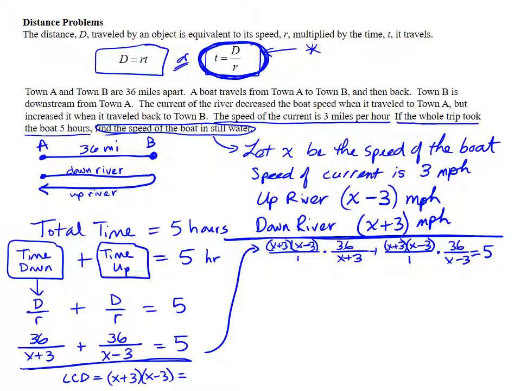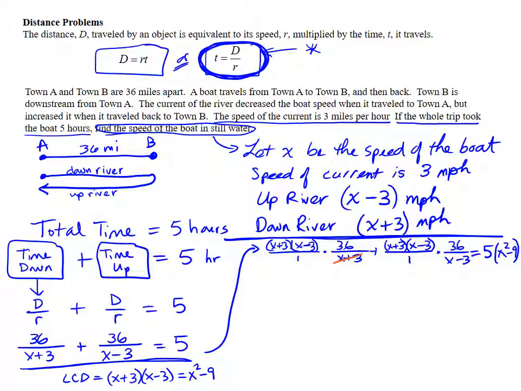Let me remind you of something. X plus 3 times x minus 3, that's conjugate. So when we FOIL that out, you'll get x squared minus 9. So I'm just going to write in x squared minus 9 there instead of the factored form, because I'm going to have to multiply it out by the 5 anyway. And since I'm running out of room, that's one step I can do there.